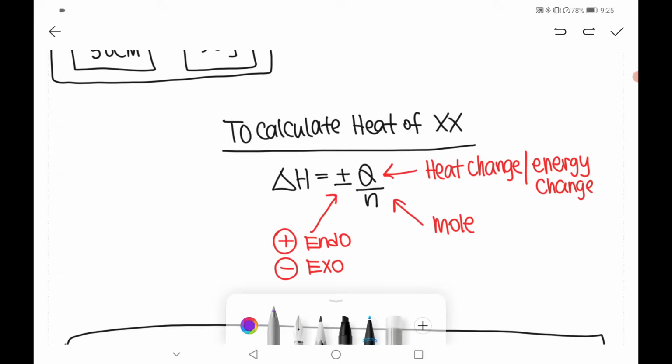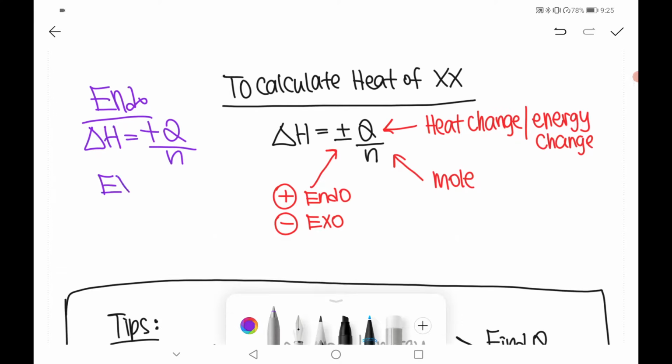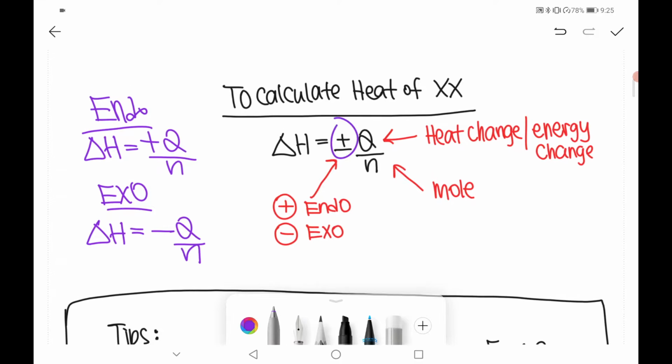Now this formula is very important, so I will go through it step by step and explain the detail. First of all, why do they put plus minus here? If this reaction is endothermic, then you need to put it positive. So it becomes delta H equal to plus Q over n. If this reaction is exothermic, then the delta H should be equal to minus Q over n. Get it? So the plus minus here you can change.